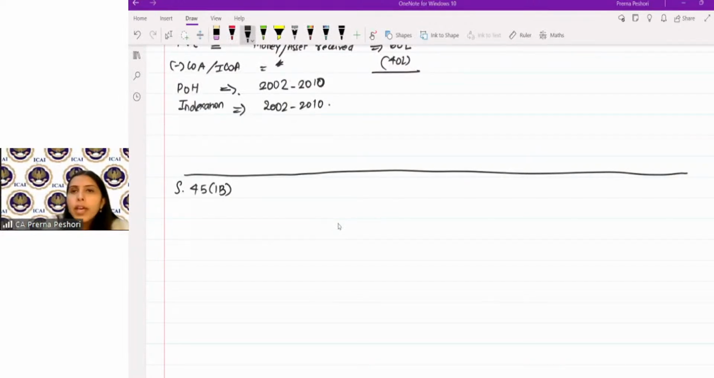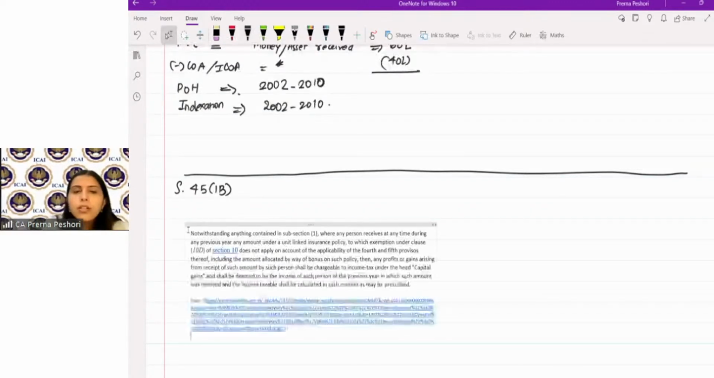It says where any person receives the amount under a ULIP. As I said, ULIP is considered a capital asset if the premium amount exceeds 2,50,000, right? So this is the latest amendment which is there. So here, what does it say?